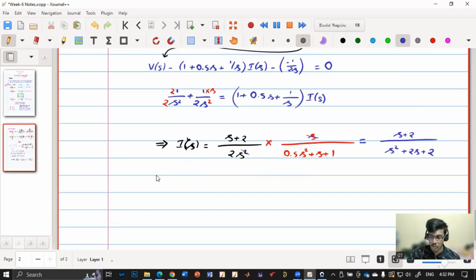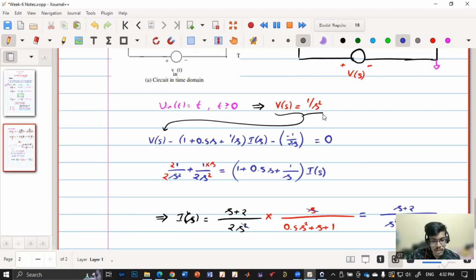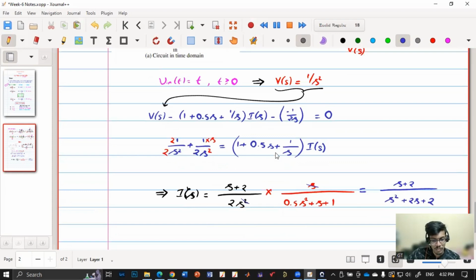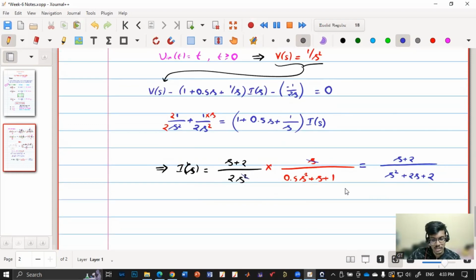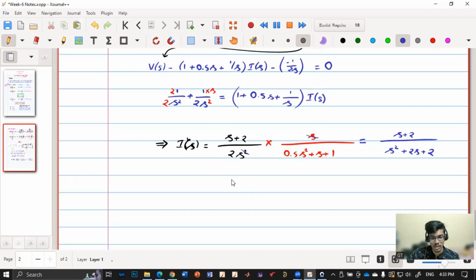Just check the calculation. I hope you are also doing it with me. Don't just assume that whatever I'm doing is right. It could be wrong as well, so you just check what I'm doing. Here in V of s I have substituted 1 by s square and plus 1 by 2s. If we add these two, we'll get s plus 2 by 2s square. Then I have brought this term into the denominator, so it will be inverted: s by 0.5 s square plus s plus 1. Now I have multiplied by 2, so it will be s plus 2 by s square plus 2s plus 2. Is this okay until this point?